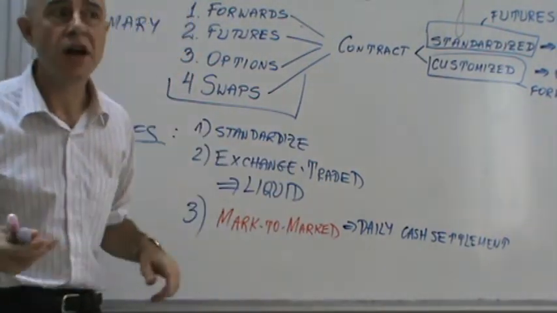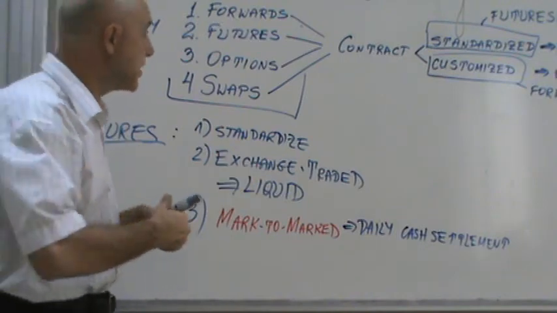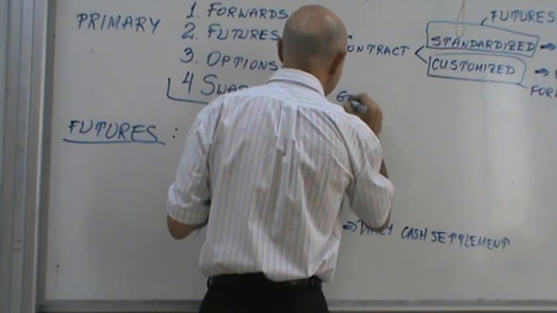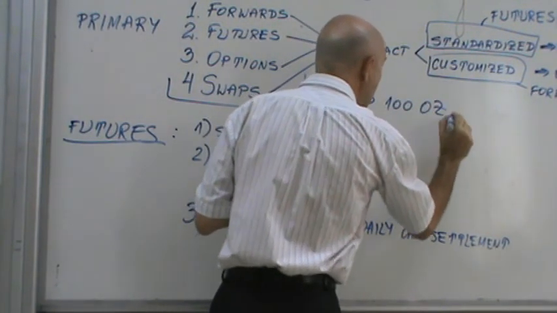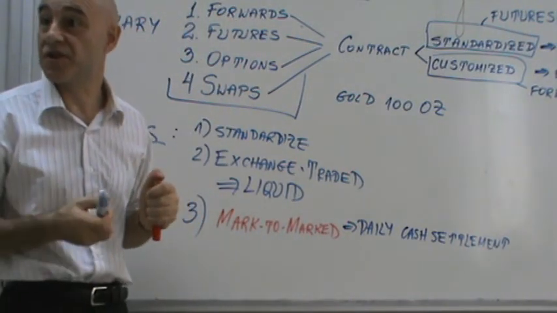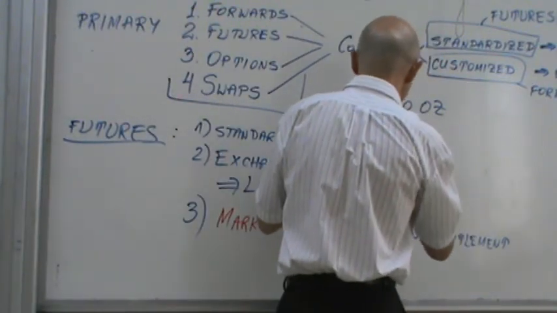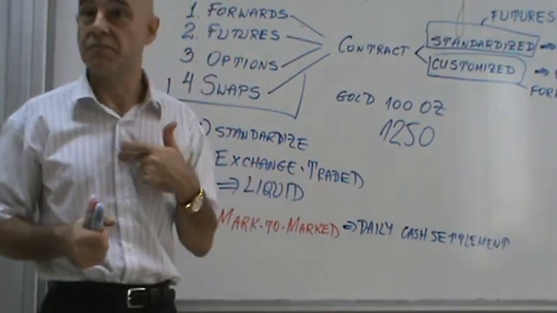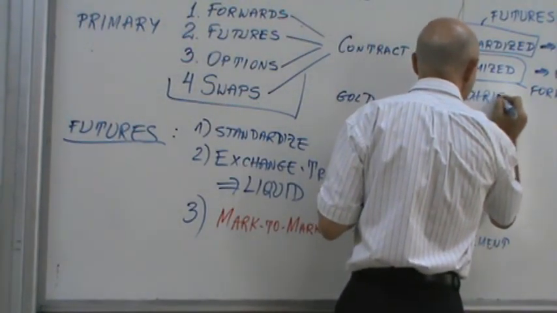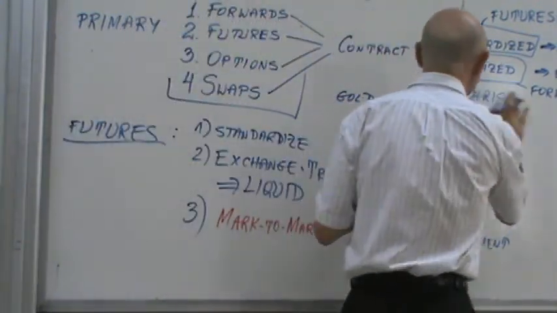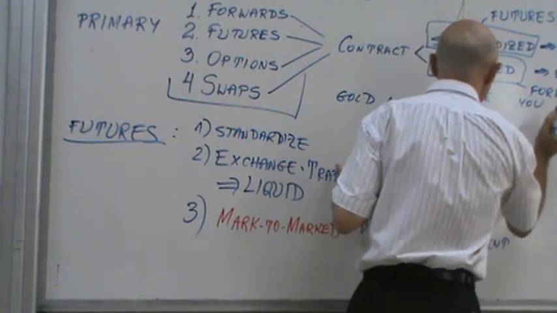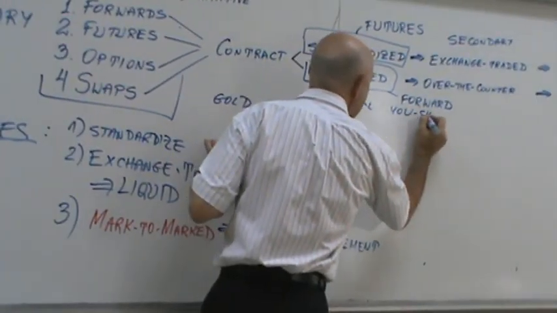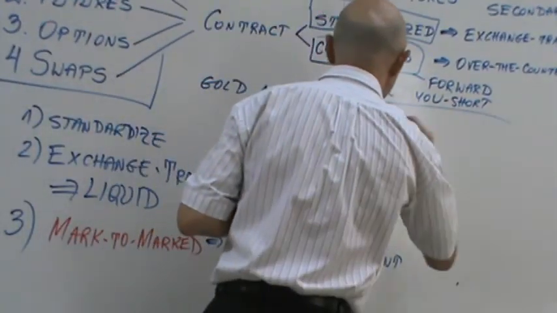All right, let's do a gold futures example, okay? So, example, you and me made a contract. I'll buy gold. The standard contract on all or most futures around the world is 100 ounces of gold, okay? The contract will be $1,250, okay? And if that's the case, let's say me and you. So, what happens now? I'm going to be the long, you're the short. So, this is the contract price.